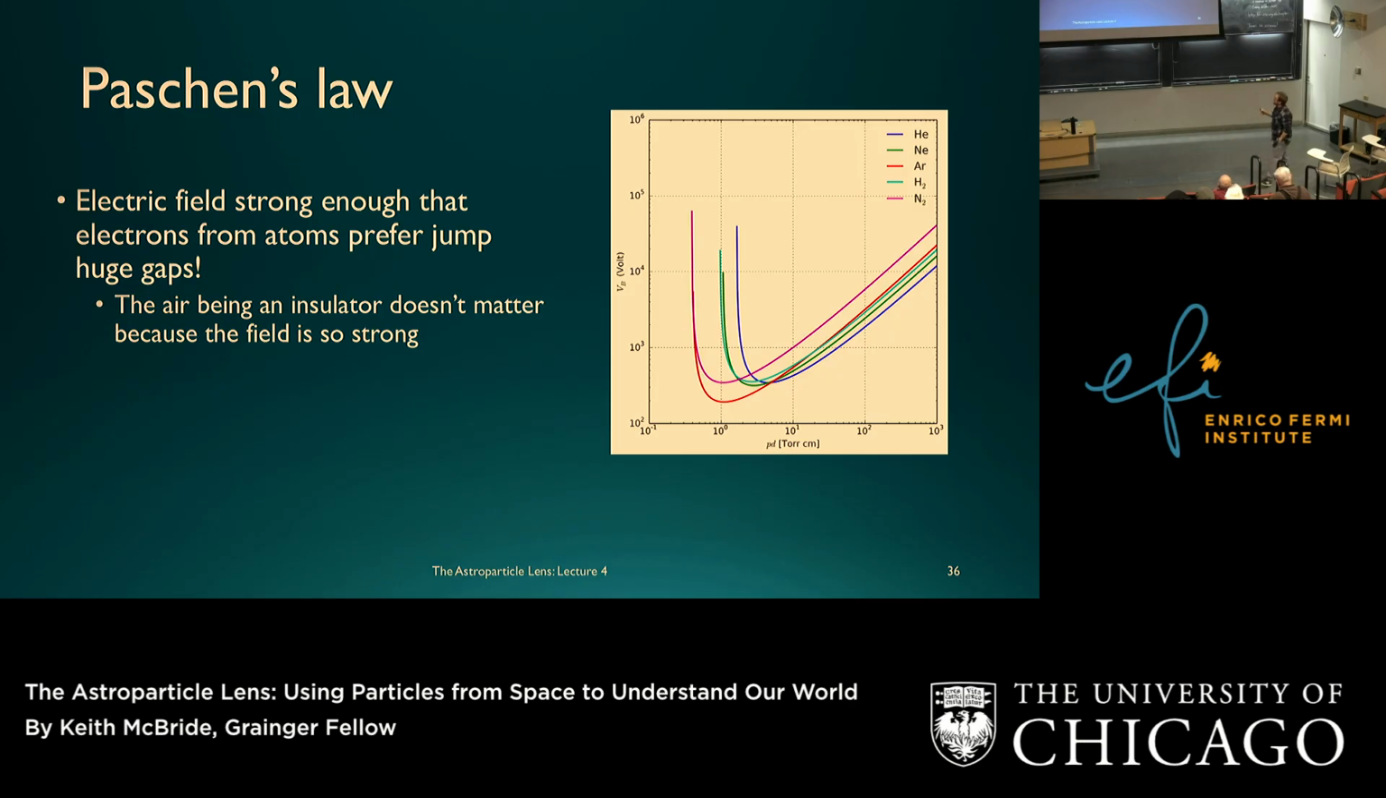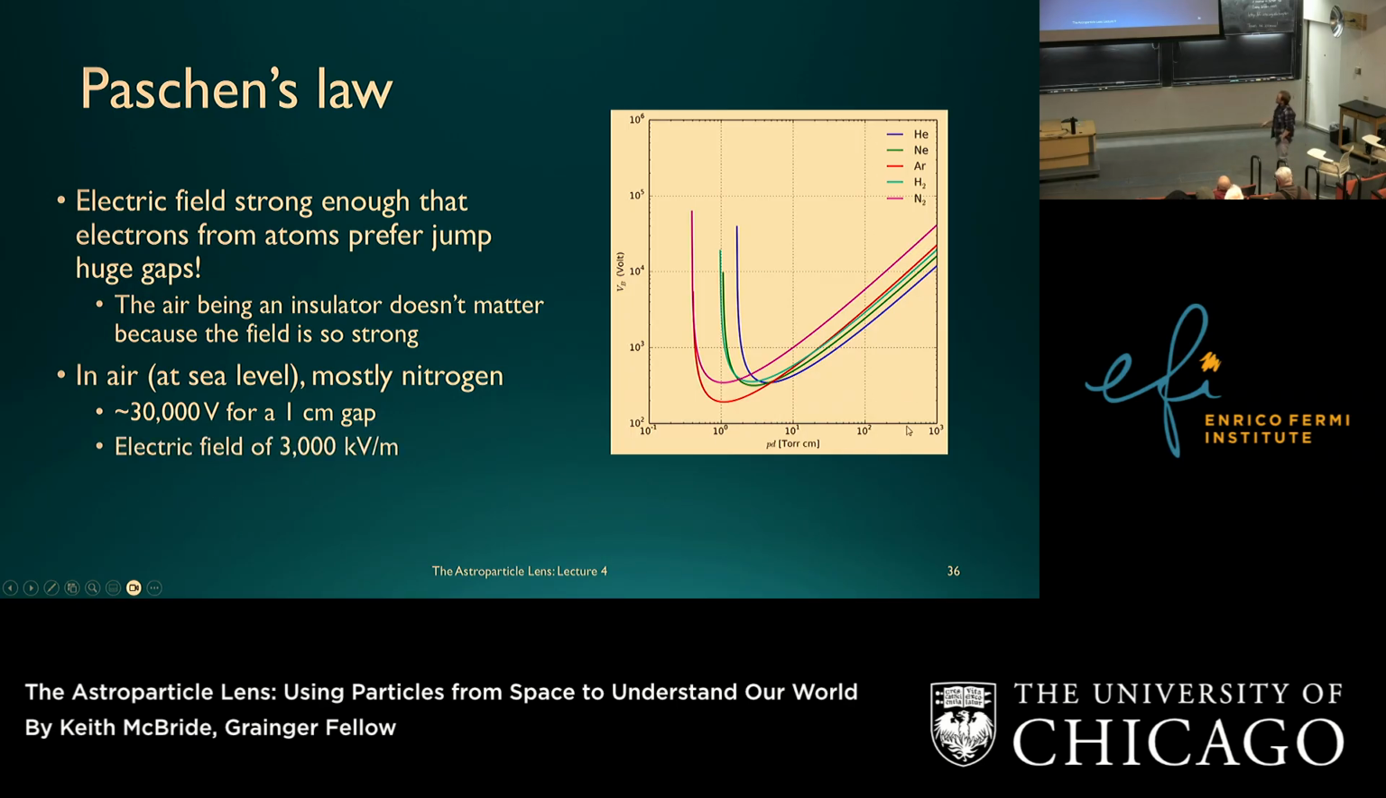In air at sea level, we have mostly nitrogen, from this plot, this purple magenta line, and that gives us about 30,000 volts actually. So over here at air pressure, we get about 30,000 volts for a 1 centimeter gap, right? And that corresponds to that electric field of 3,000 kilovolts per meter that I showed on the previous slide. Kilovolts per meter is the unit that we'll be using to talk about electric fields and lightning.